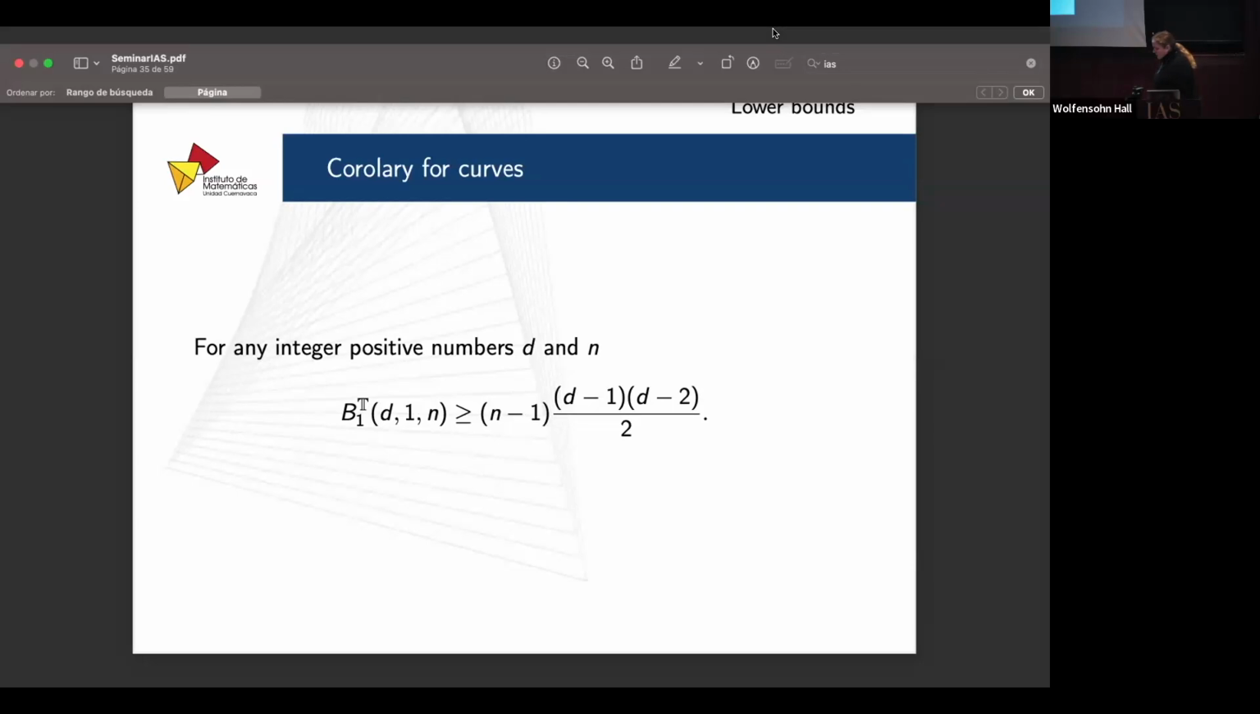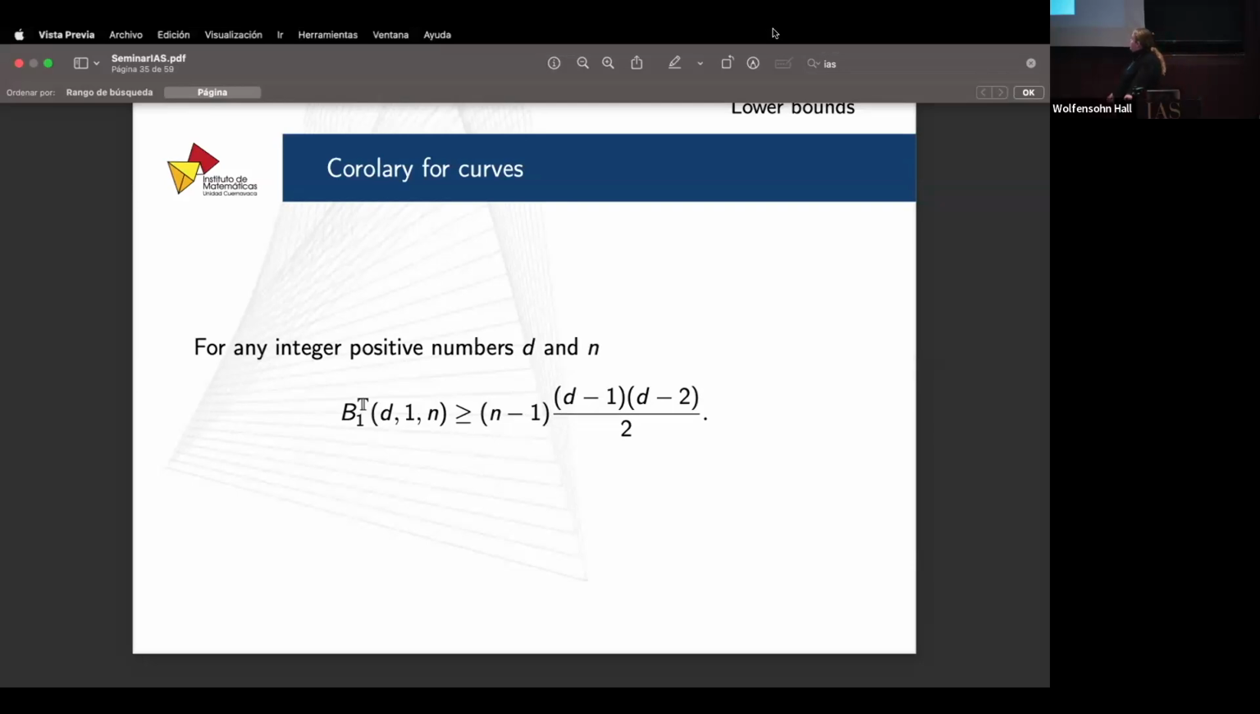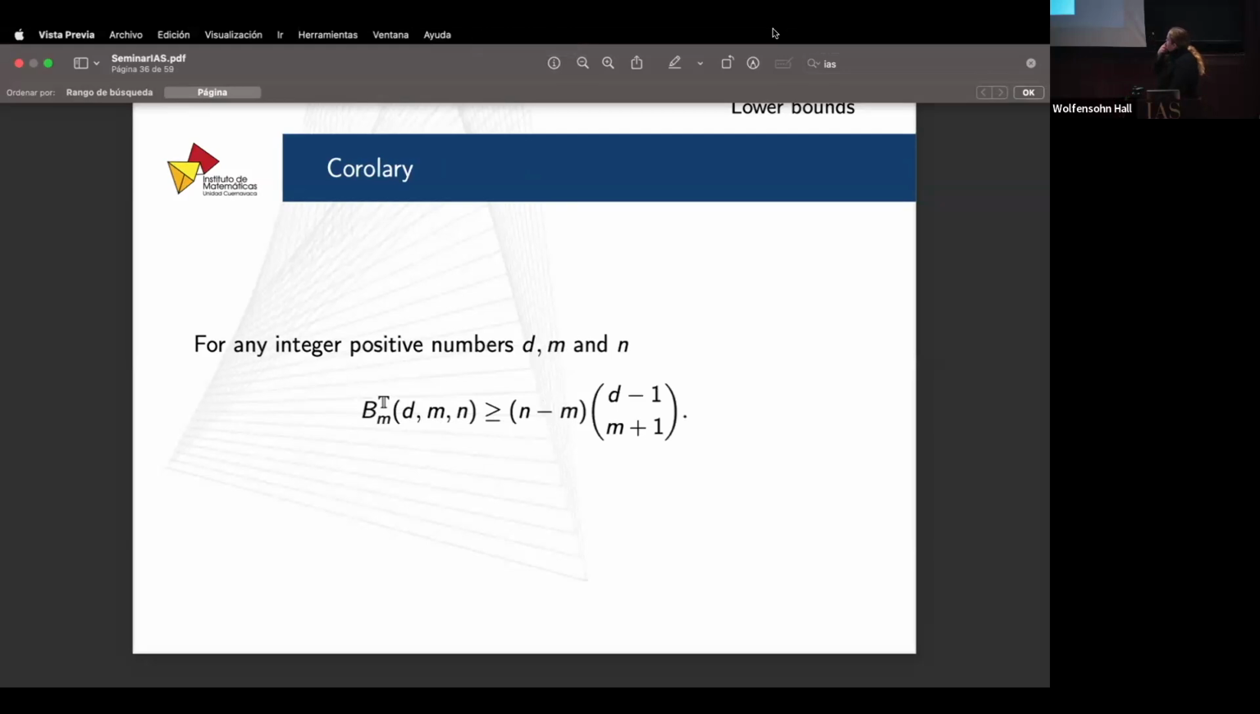Then we see it for cubics, but we have the same result with the same construction for any degree. It's degree d curves in TP^n, and we have again that the codimension is n-1 times the complex bound. And in the case of dimension m, we have exactly the same result. It's the codimension times the complex bound. This is the construction we have.